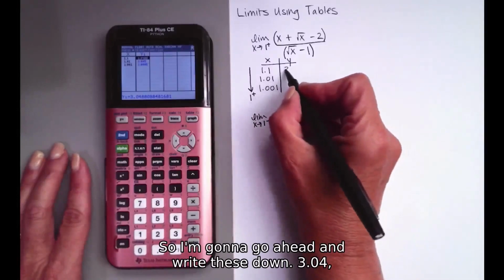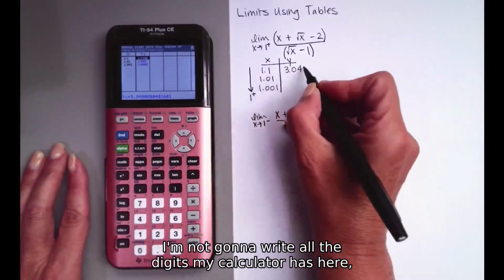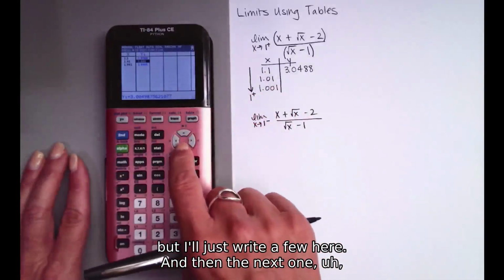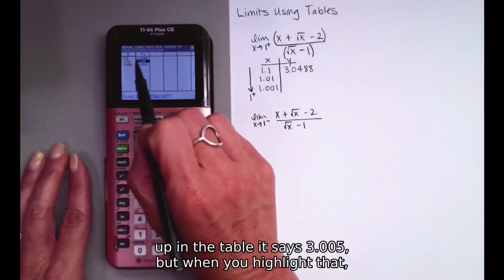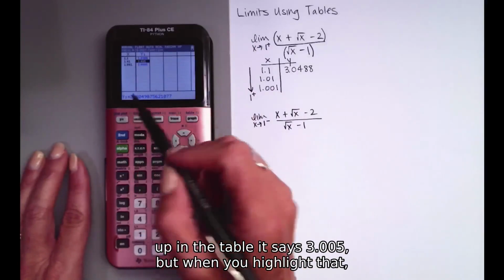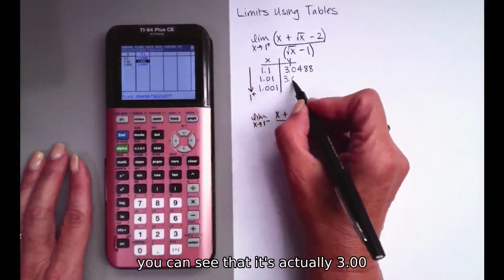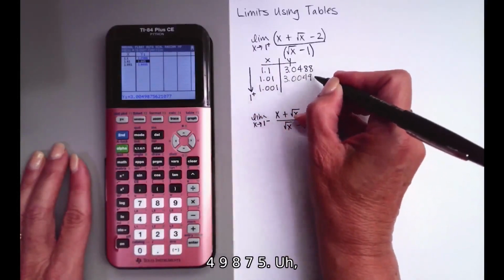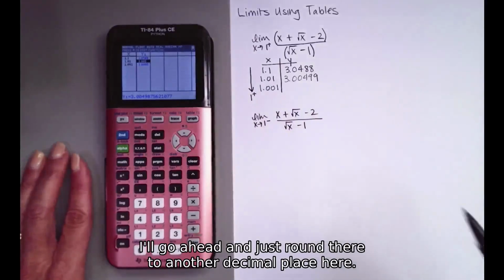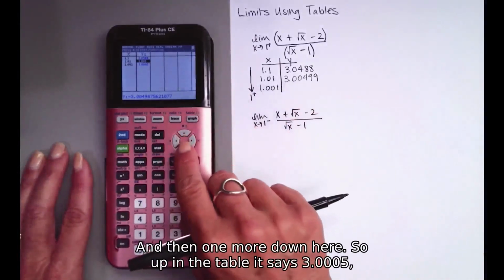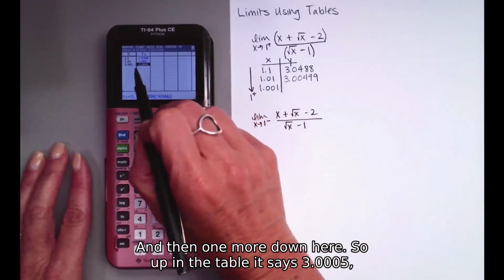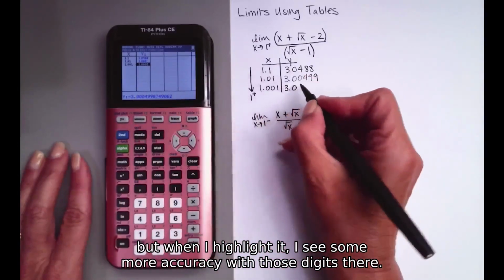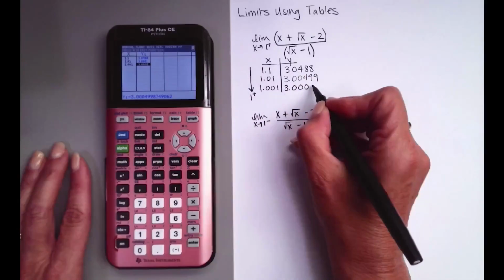So I'm going to go ahead and write these down, 3.04. I'm not going to write all the digits my calculator has here, but I'll just write a few here. And then the next one, up in the table it says 3.005, but when you highlight that, you can see that it's actually 3.0049875. I'll go ahead and just round there to another decimal place here. And then one more down here. So up in the table it says 3.0005, but when I highlight it, I see some more accuracy with those digits there.